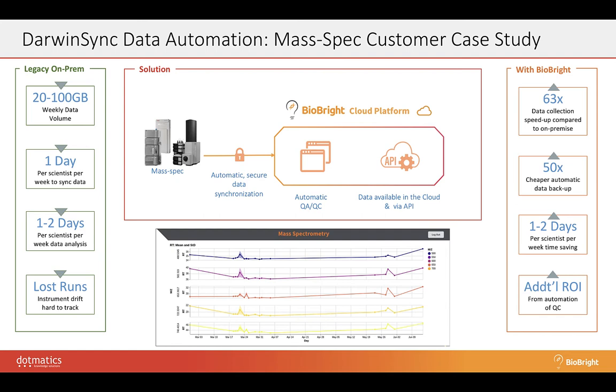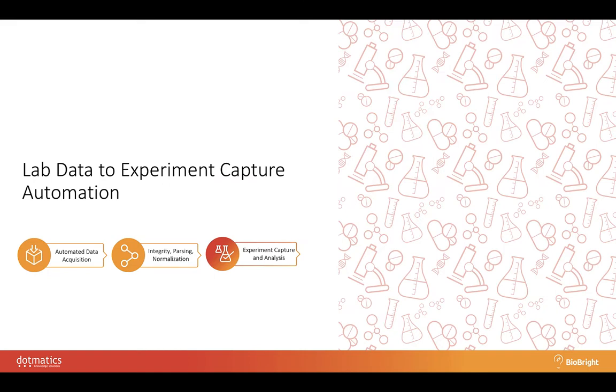So that whole day of data sync was gone, as well as at least one of the days of the mundane data processing tasks. And that frees up the scientists and helps them keep up with the lab throughput. There's also an additional benefit, not just from speeding up the process, but applying the automated data QC, because that allows drift to be spotted in time to do something about it. So that's the first example. Moving on to the next one.